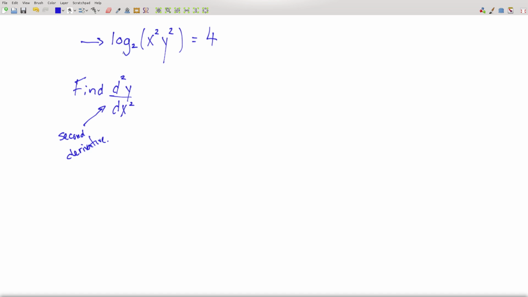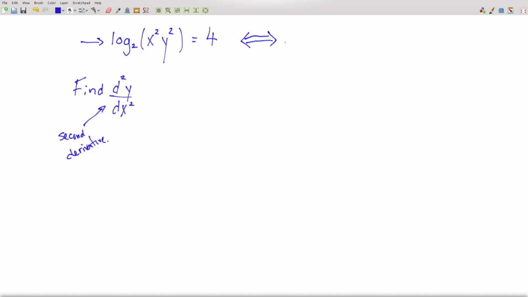You could use your knowledge of the derivatives of logs, and you'd end up with something like 1 over the natural log of 2 times x squared y squared, and then start taking the chain rule. You could do that, but I think it makes it much easier and much cleaner if you remember how to write a logarithm in its exponential form. This means implies. It works both ways.